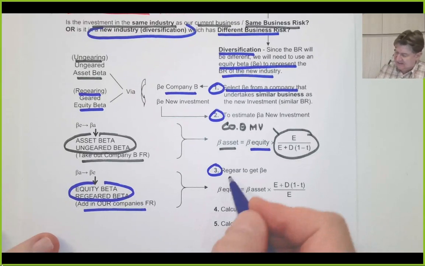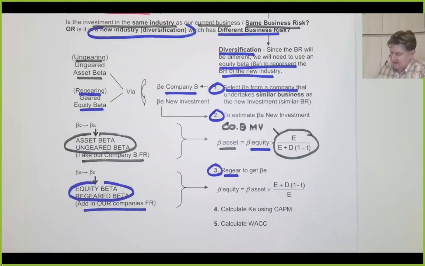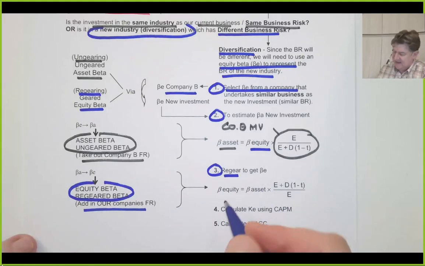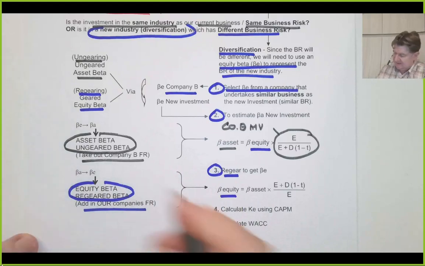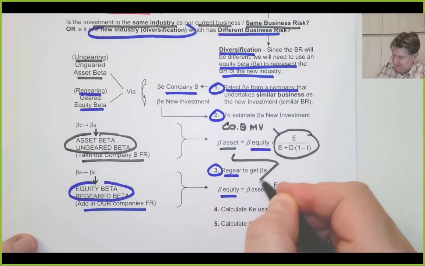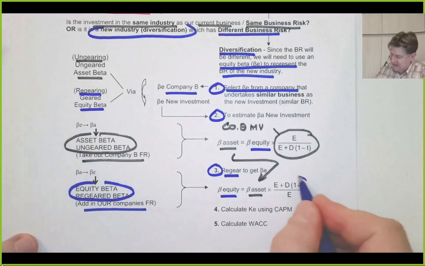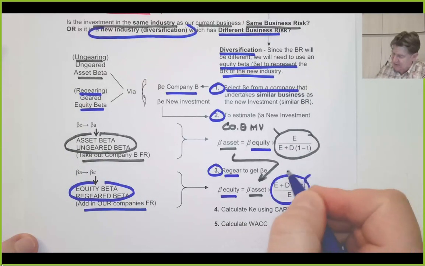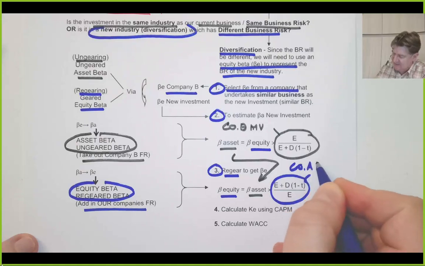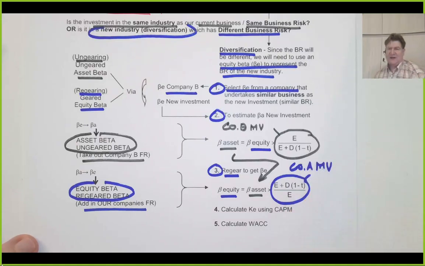So this is our step 3, where you regear. You add in our company's financial risk, to give you the equity beta. You take the asset beta from above, stick it in just there, and for our company, you use our company's financial risk. This is going to be company A's, using market values. A lot of steps involved.